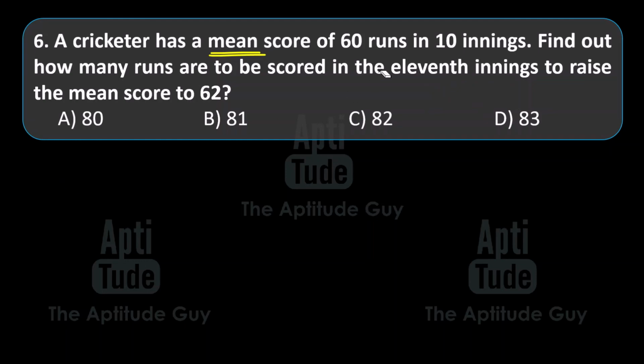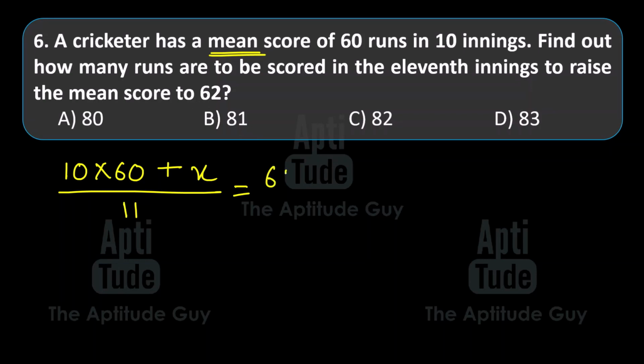Let's do it. So initially 60 runs, 10 innings. So the total runs scored by him is 10 into 60. That is 600 runs. And then plus the new innings, the 11th innings is coming. Let it be X. This divided by how many total number of innings now? We have 11 innings. This X is the number of runs scored in the 11th innings. This is equal to the new average, that is 62.